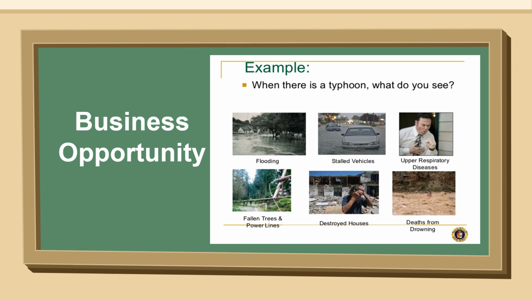Let us give an example of a business opportunity. For example, when there is a typhoon like Typhoon Yolanda, like Typhoon Odette, or Typhoon Agaton, what do you see? So you see flooding, stalled vehicles, diseases, fallen trees and power lines, destroyed houses, and death. During a typhoon, a disaster occurs. What are the effects of a disaster? In a disaster, you face the danger of death, physical injury. You may lose your home, possession, and community. Such stressors place you at risk for emotional and physical health problems.